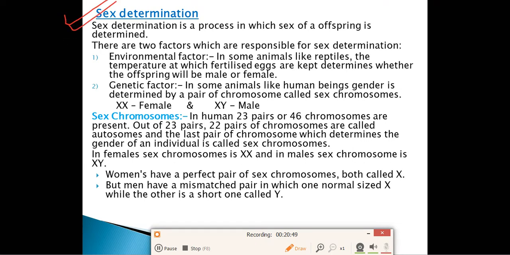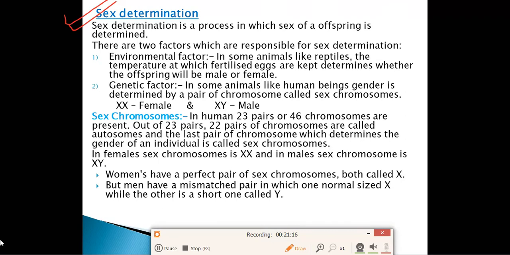So sex determination. Sex determination means whether the child is a girl child or a boy child. That is the meaning of sex determination, correct? So sex determination is a process in which the sex of the offspring is determined. Offspring means the baby, correct? Sex means whether the child is a girl child or a boy child. That is, sex determination is that process in which we check whether the child is a girl child or a boy child. So there are two factors which are responsible for sex determination.